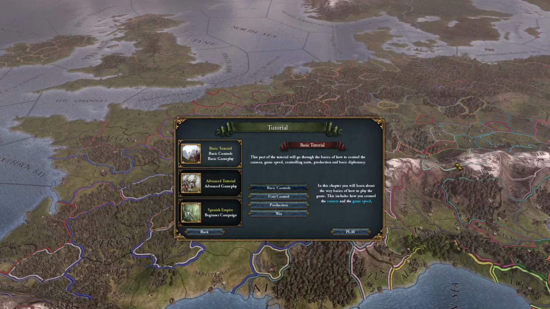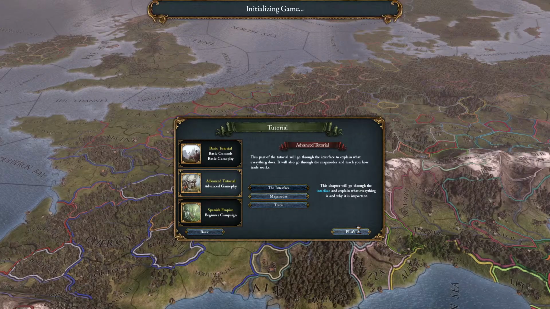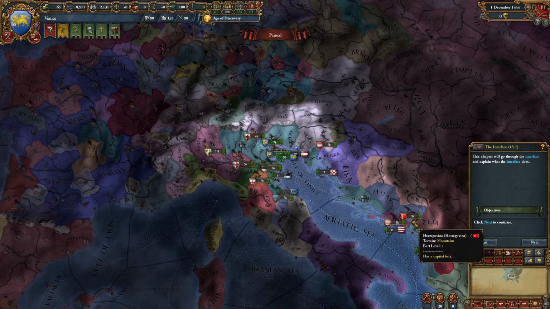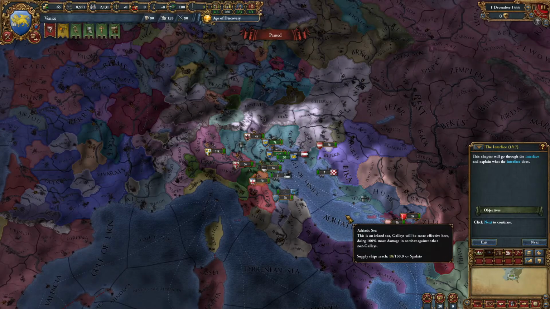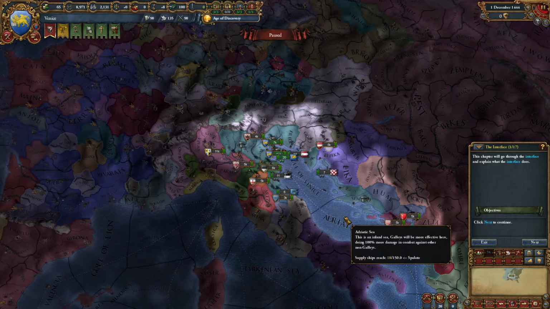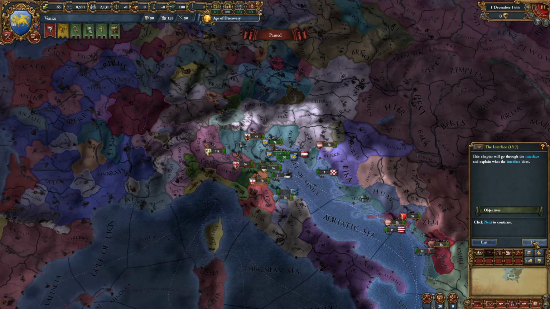Welcome back to EU4, the tutorial, and we're now on the advanced tutorial for the interface, map mode and trade. Well, let's get it done, I guess. Well, that looks interesting. This chapter will go through the interface and explain what the interface does. Okay, good. Click next to continue.